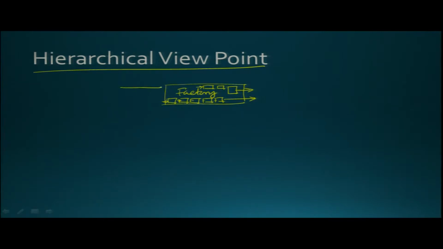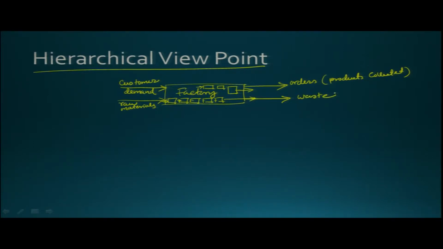The input of this is, number one, the customer requirements or customer demand. We said earlier that you have to satisfy the demand of the customer, and then you also give one input called raw materials. These two inputs will provide what we typically call orders, or in another way, products collected. So I might order 5 cars, then all those 5 cars put together will be the order, and I will also end up producing what I call waste. At a factory level, on a very global level, this is what we talk about.